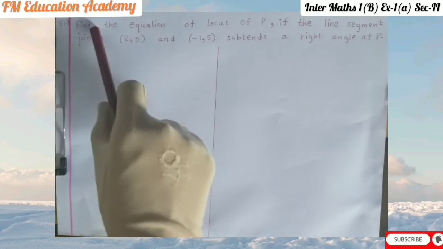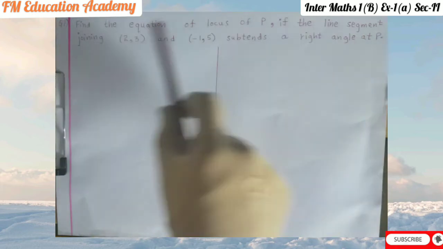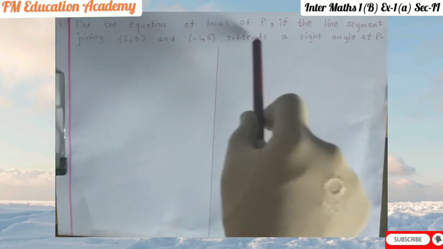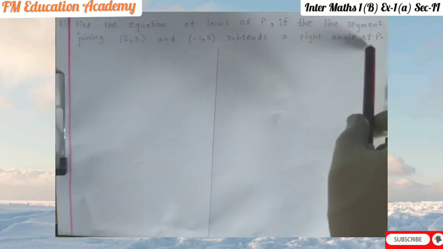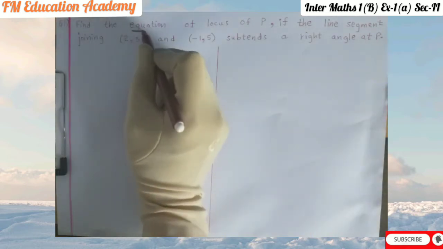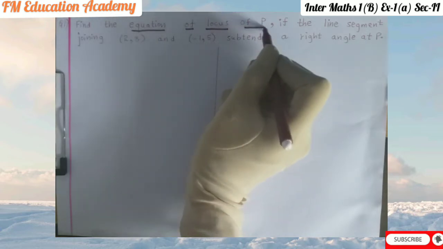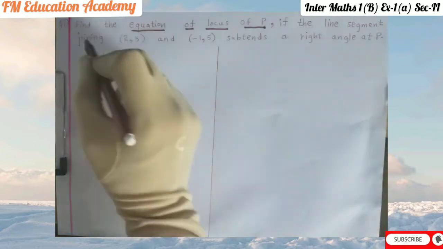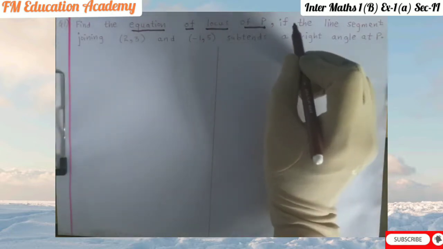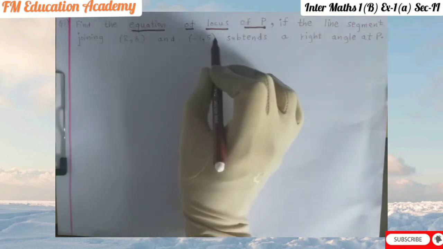First question: find the equation of locus of P if the line segment joining (2, 3) and (-1, 5) subtends a right angle at P. What is this question? It is a similar question. In all the questions, it is asking us to find the equation of locus of P. But here, the geometrical condition given to us is different. It is telling that the condition here is the line segment joining (2, 3) and (-1, 5).